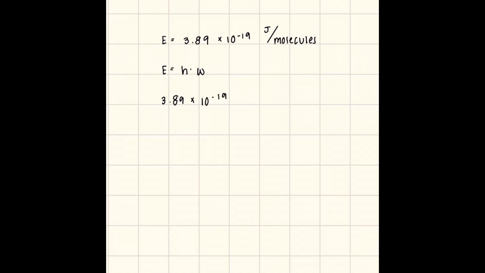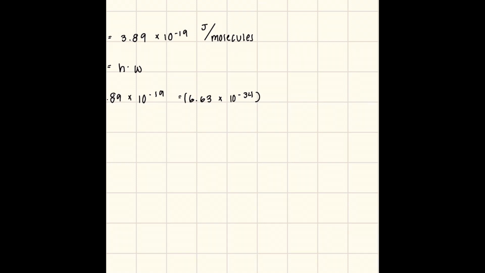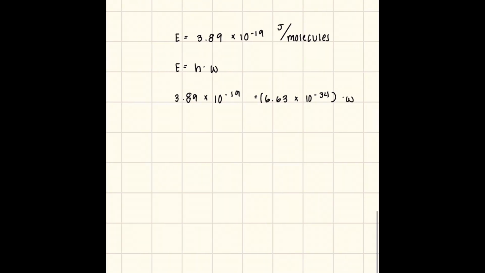So once you have that written, you're going to put it equal to, and we do know Planck's constant because that was given to us. It's going to be 6.63 times 10 to the negative 34. And that's all in parentheses, and then times frequency, which we don't know yet, so we're just going to put that letter. So in this problem, we are going to be solving for frequency. So I'm just going to rewrite it again to stay organized.